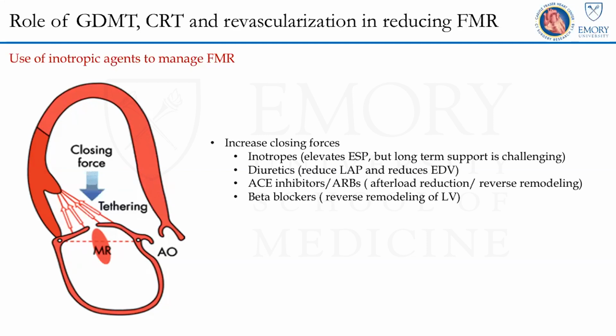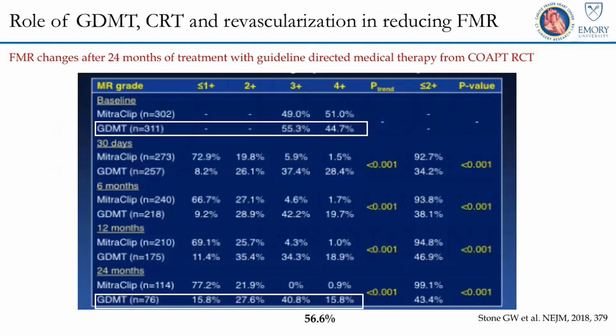When we look at the data on the impact of GDMT in patients with moderate to severe mitral regurgitation, one of the most recent trials which stands out is the COAPT randomized controlled trial, where GDMT was optimized in these patients, and a vast majority of these patients also received CRT.